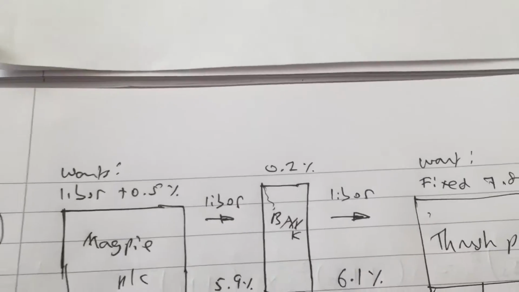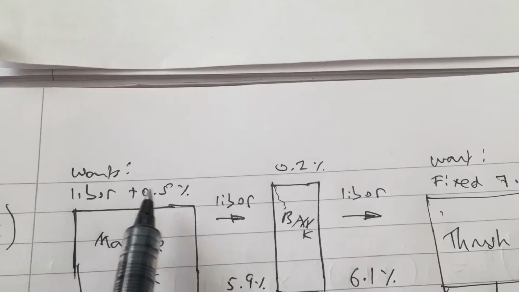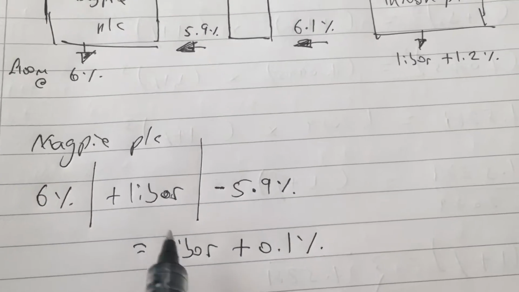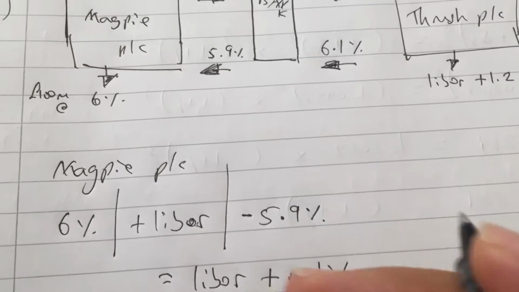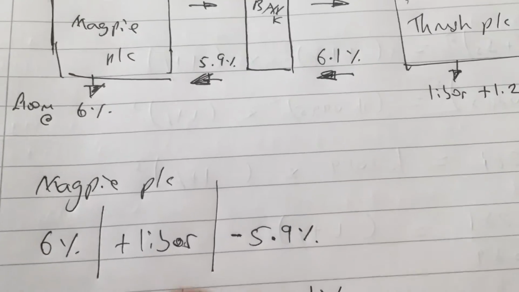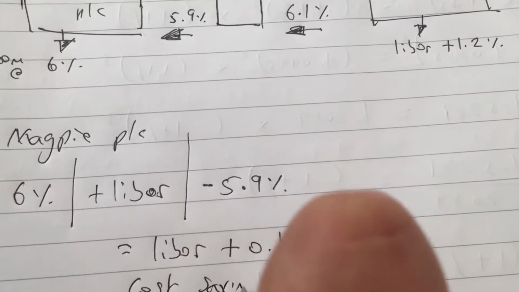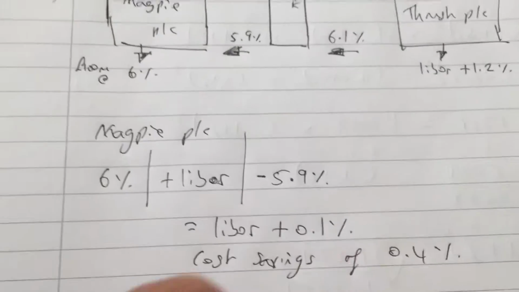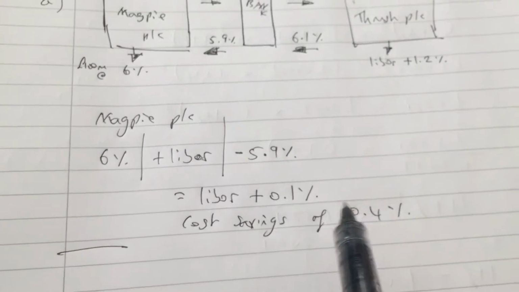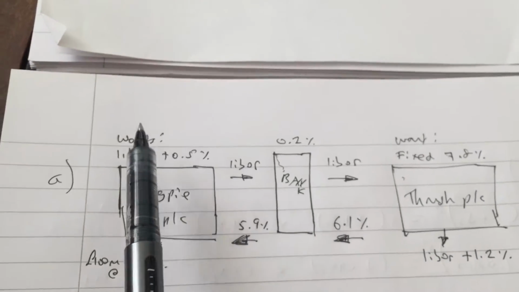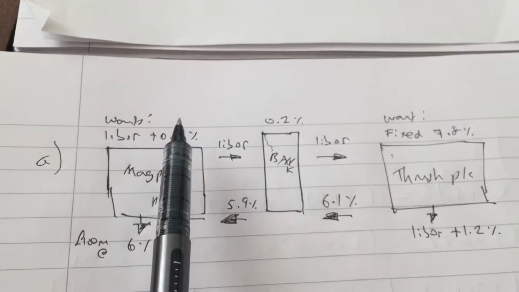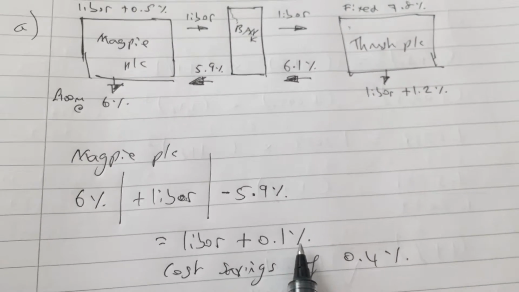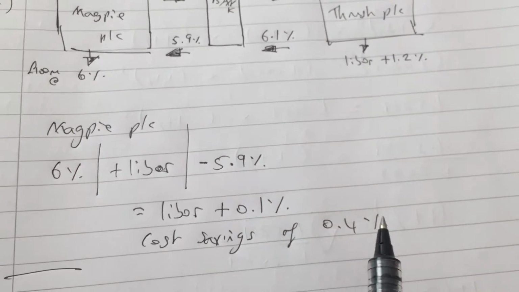But what did Magpie want at the start? Magpie wanted to borrow at LIBOR plus 0.5%. But through what we've just done now, we've allowed Magpie to borrow at LIBOR plus 0.1%. So what does that mean? That means that Magpie just made a cost saving. They just made cost savings of 0.4%. So by doing this, Magpie has saved 0.4% because they wanted LIBOR plus 0.5%, and through this, they're borrowing at LIBOR plus 0.1%. So they've made cost savings of 0.4%.